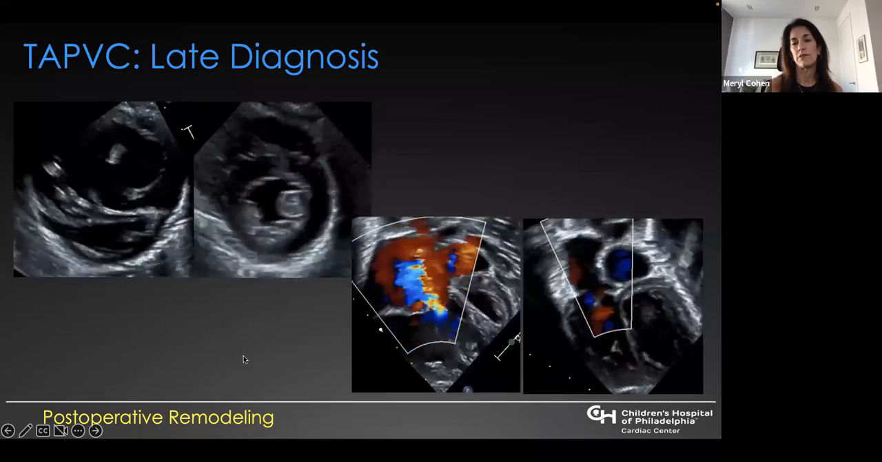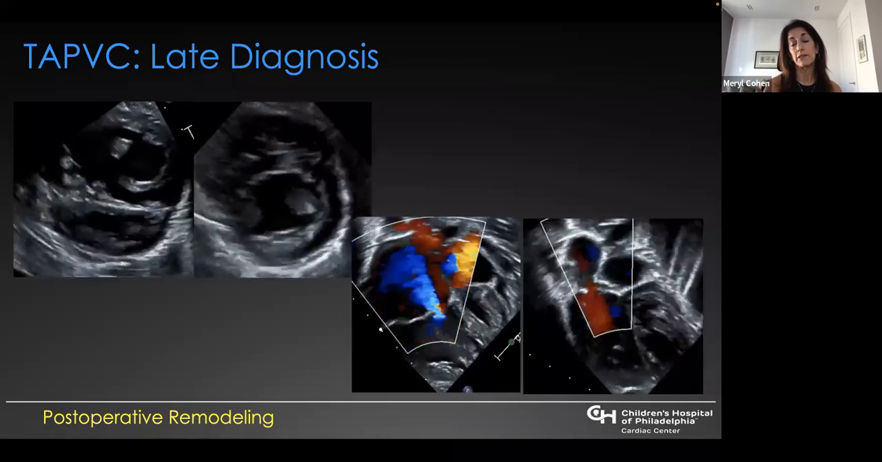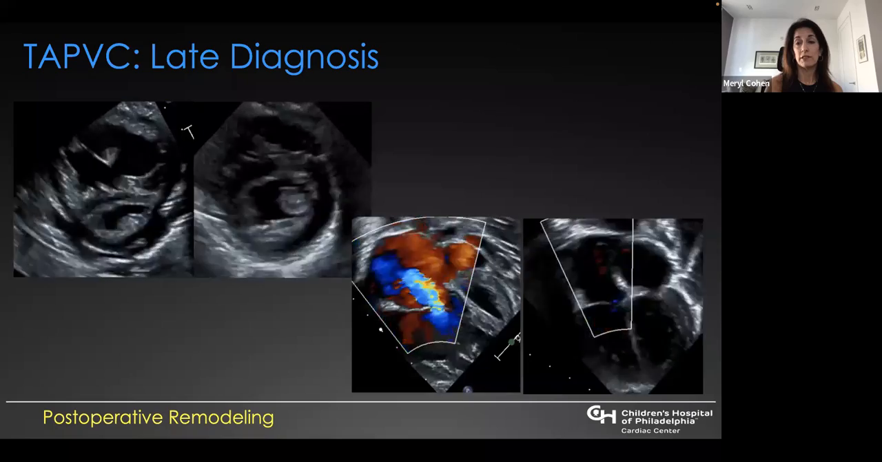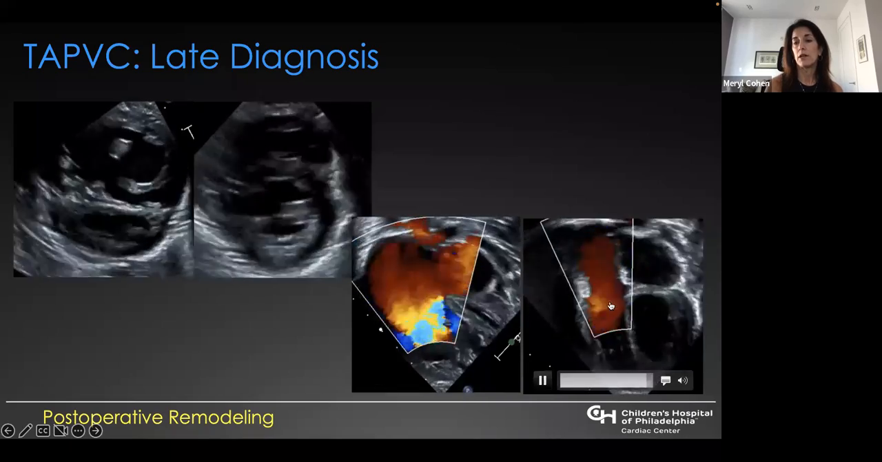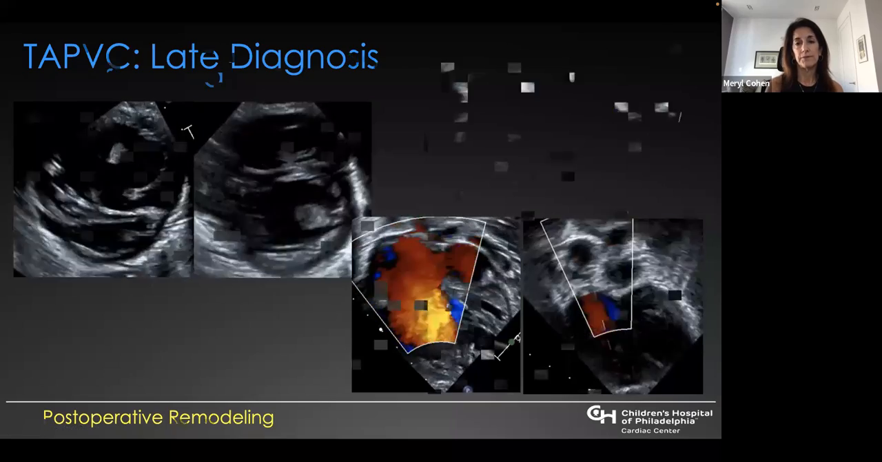And here you see severe tricuspid regurgitation because of the RV dilation and pulling away the leaflets, but the valve itself was relatively normal. So after repair, you can see that the tricuspid regurgitation became trivial.